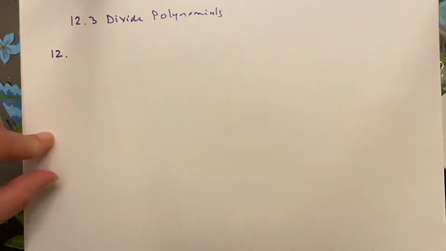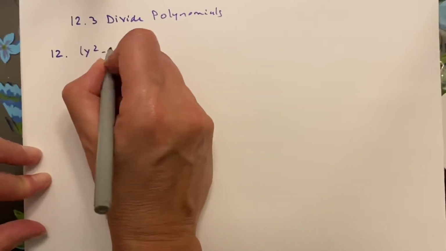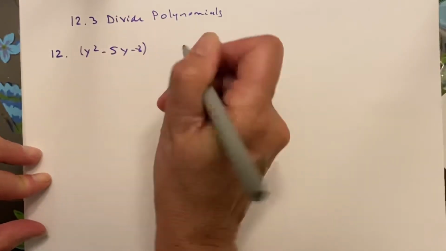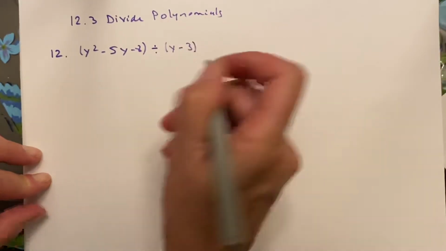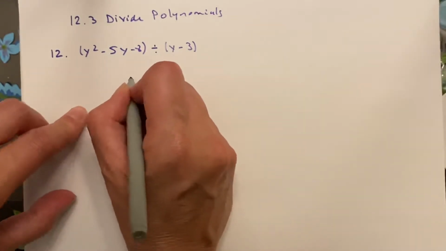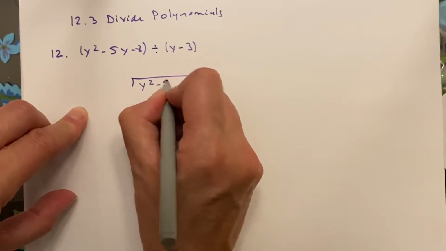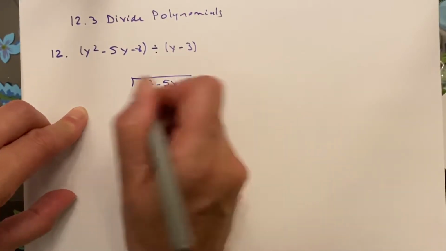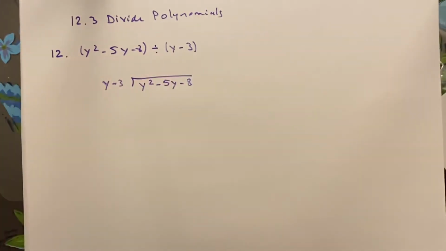So here's number 12. Y squared minus 5y minus 8 divided by y minus 3. We're going to put this in division format. It's important that you just talk yourselves through it as you do it. It makes a very big difference in terms of getting it right.